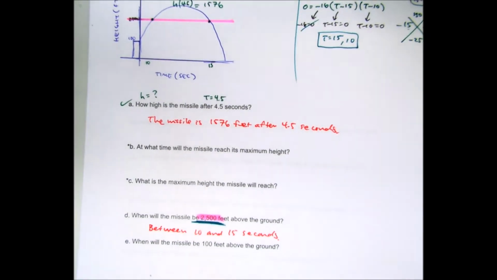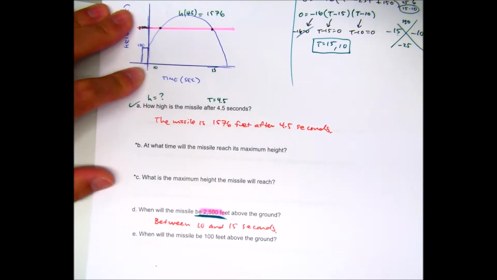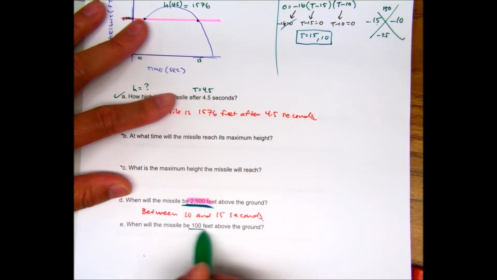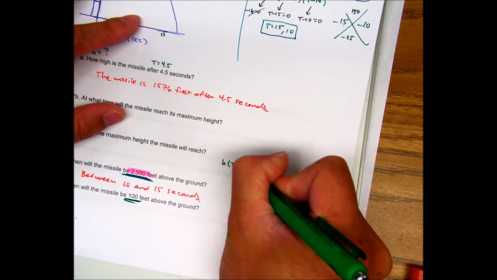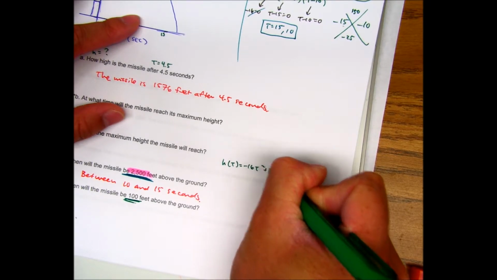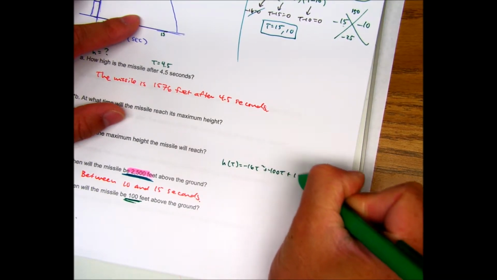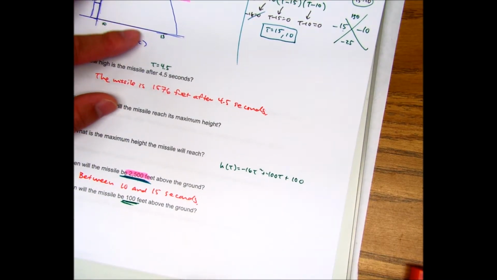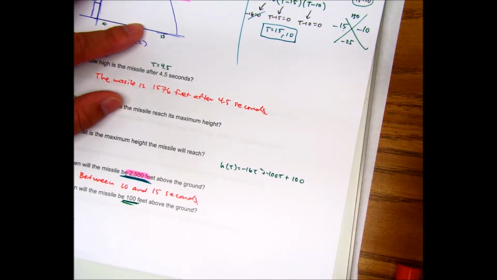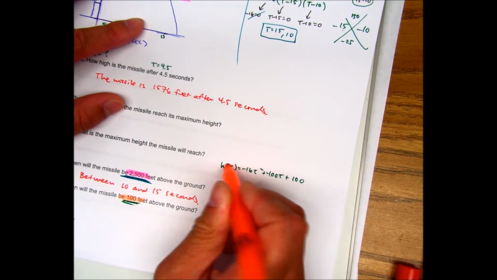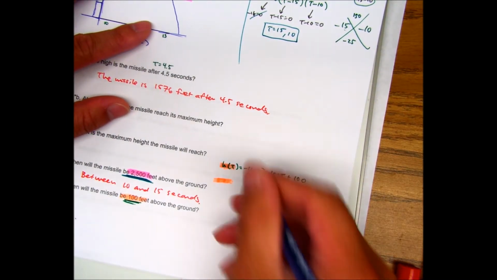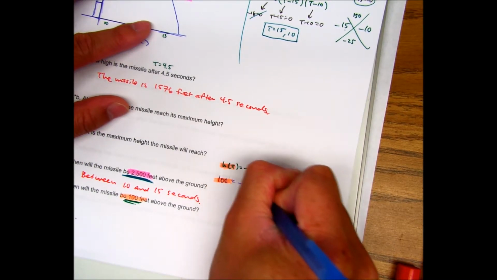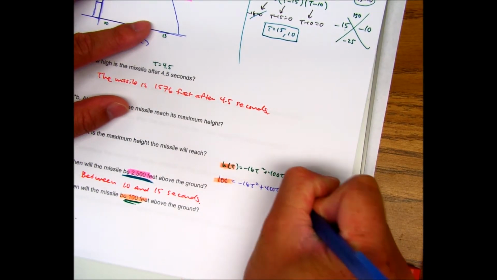And the last question, when will the missile be 100 feet above the ground? So that'll be in my function, so I'm going to write the original problem. H of t equals negative 16 t squared plus 400 t plus 100. And then when will it be 100 feet? That goes here. So I have 100 equals negative 16 t squared plus 400 t plus 100.